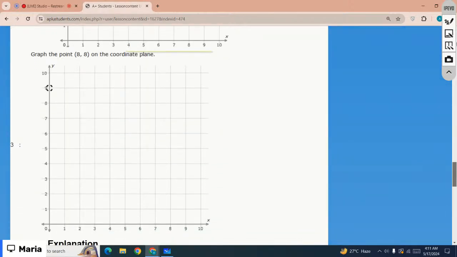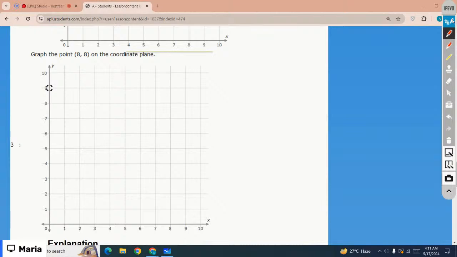Graph the point 8, 8 on the coordinate plane. So you need to plot the point, that is 8 and 8. X is 8, y is 8. Here is x 8. So keep going. Here is y 8. So here is the point 8 and 8. Right?